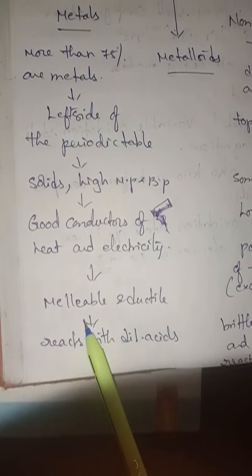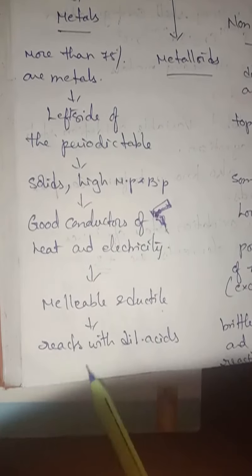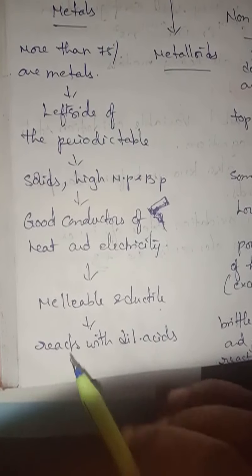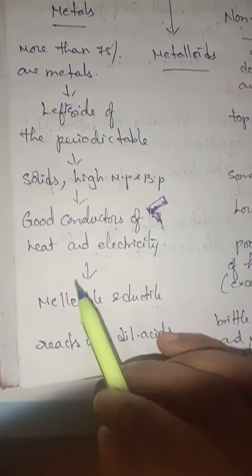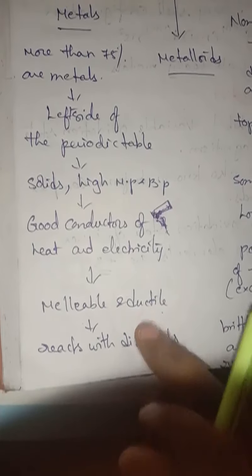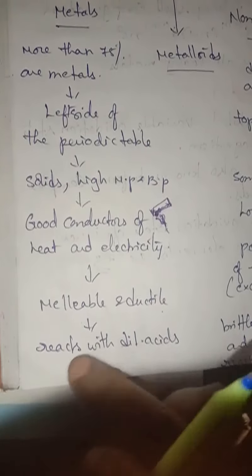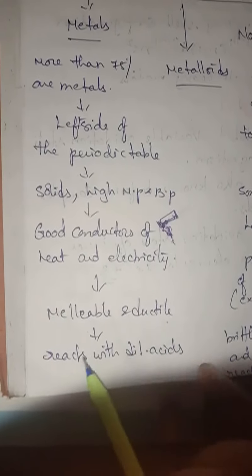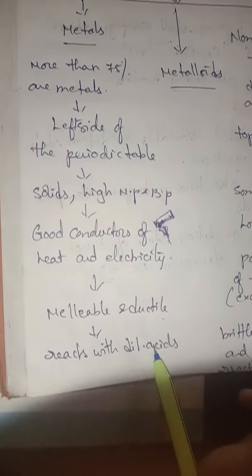Next one, they are highly malleable and ductile. Malleable means they can be made into thin wires, thin sheets, okay, iron sheets. So malleable means we can make them into sheets, and ductile means they can be drawn into wires. So generally all metals react with dilute acids.